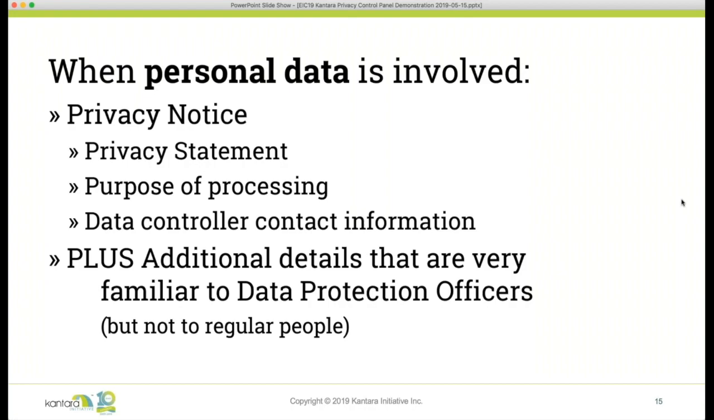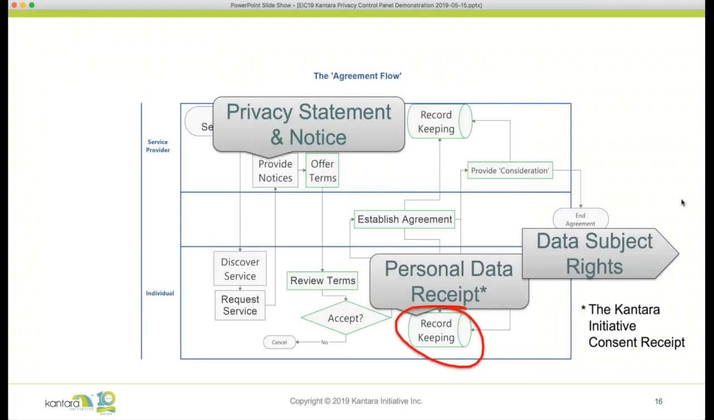This is not an exhaustive list, but in the privacy notice, you'd have pointers to the privacy statement, the purposes of processing, contact information, and then details that only data protection officers know and love, not regular people. It's the fine print in the privacy notices and statements, as we all know. And this is a redrawing of the agreement flow, showing where those new elements, if personal data is involved, would fit. We've got the privacy statement and notice. It's in the notices box.